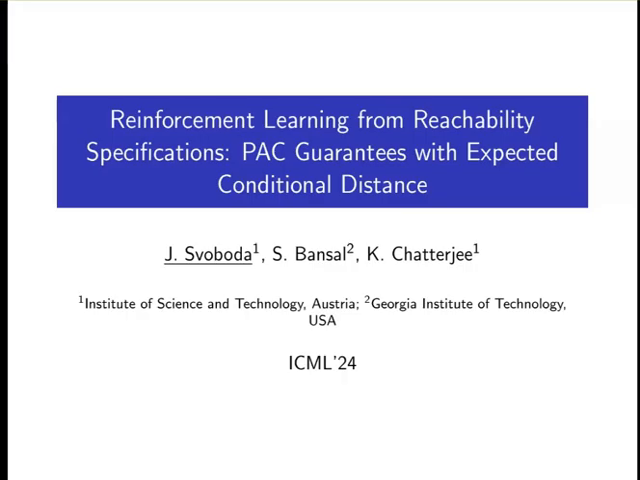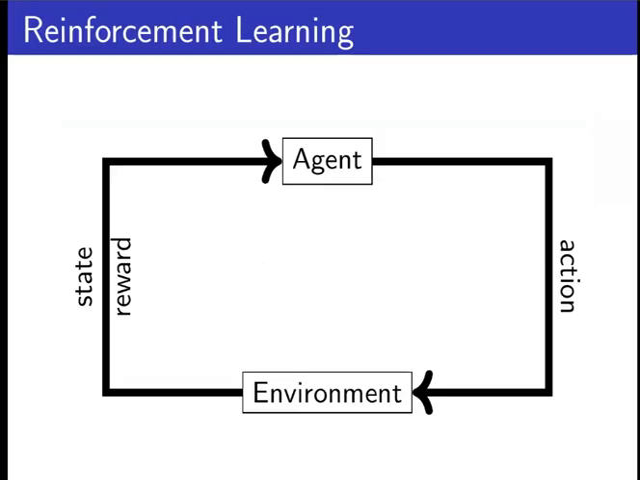Hello, my name is Jakub Svoboda, and I would like to tell you about my work on reinforcement learning from reachability specification, PAC guarantees with expected conditional distance. It is a collaboration with Suguman Bansal and Krishnendu Chatterjee. It is a work on theoretical reinforcement learning.